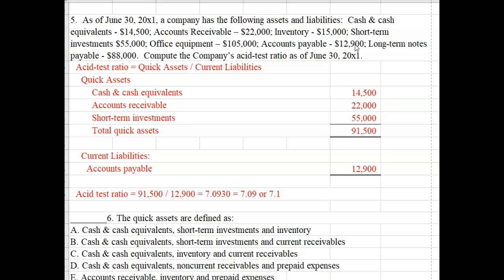Current liabilities in this example consist only of accounts payable, $12,900. The only other liability the company has is a long-term note payable. Well, if it says it's long-term, it ain't current. So only accounts payable is current. The acid test ratio, then, is quick assets of $91,500 divided by current liabilities of $12,900. That equals 7.0930, or 7.09, or 7.1.